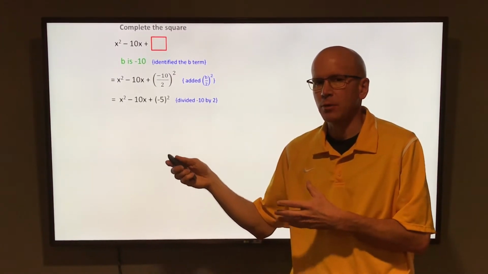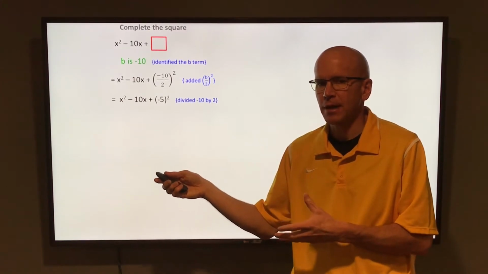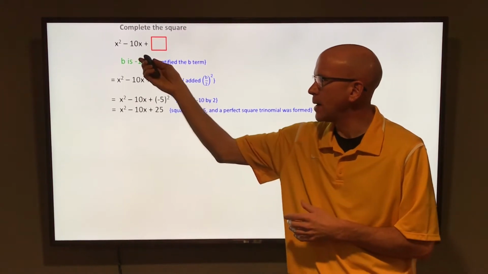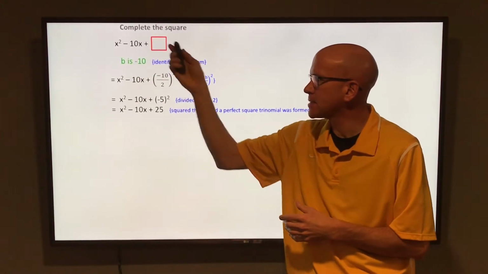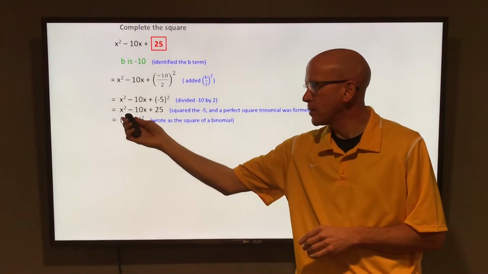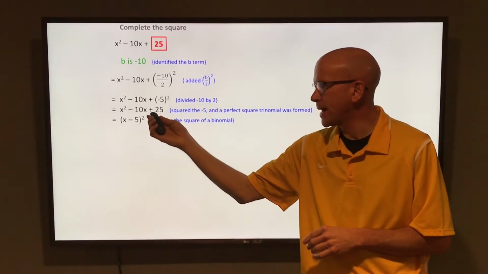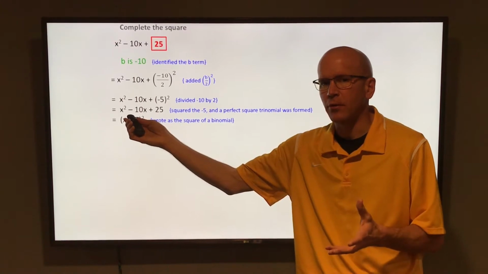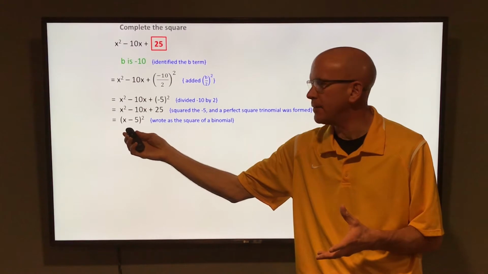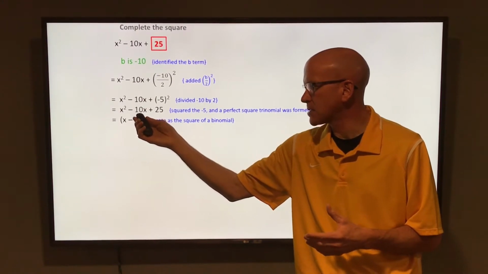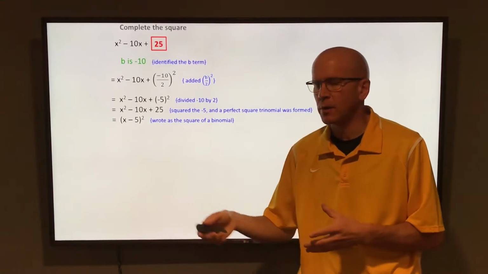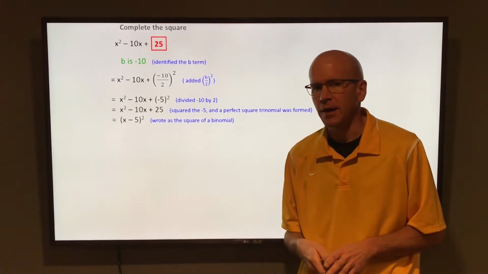So take half of the coefficient of x, half of negative 10 is negative 5, square it, that is 25, and then you add that on. So it'd be x squared minus 10x plus 25. The 25 completes the square. By the way, that x squared minus 10x plus 25 is now a perfect square trinomial. That factors into the square of this binomial, x minus 5. So that's in the form of a squared minus 2ab plus b squared. That factors into (a minus b) squared, or in this case, (x minus 5) squared.